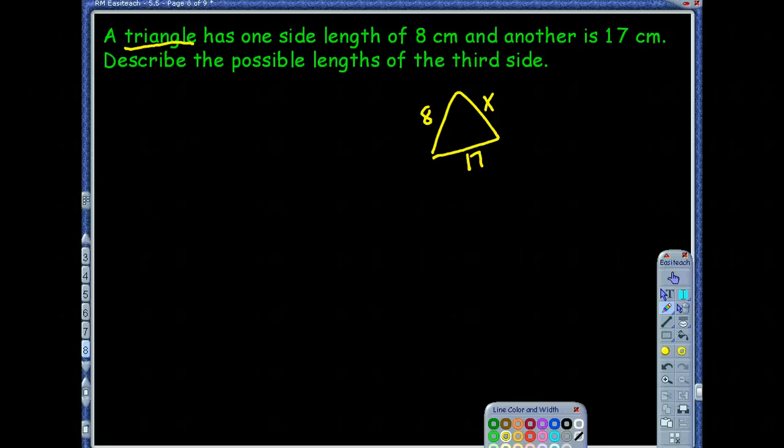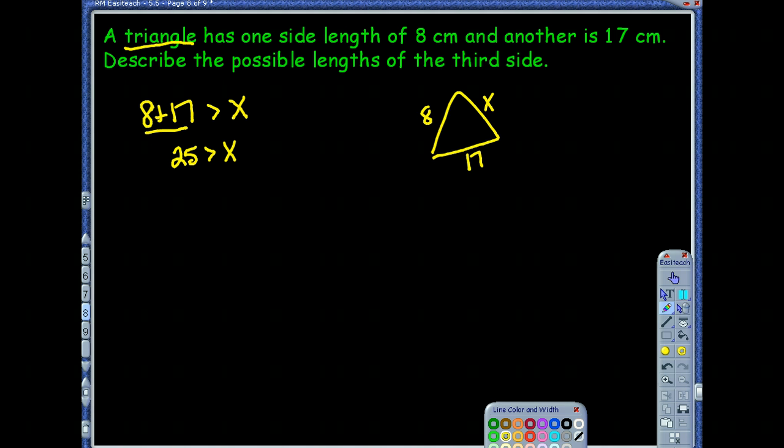So what do we know about the sides that we do have here listed? Okay, well, I like that you said the triangle inequality theorem, because thinking back to that, it means any two sides added together have to be greater than the third. So if I add 8 and 17, that has to be greater than that third side, which we labeled as X. That gets you 25. That has to be greater than X.